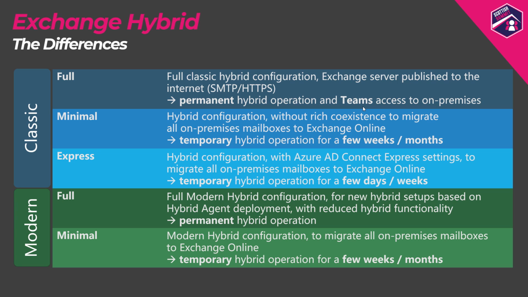And Modern Minimal is the equivalent to Classic Minimal. The requirement is to migrate all of your on-premises mailboxes to Exchange Online over a period of just a few weeks or months. And you won't have a full hybrid experience. This is something that you will only get when using the classic full hybrid with all the additional requirements regarding your IT infrastructure, as mentioned, additional IP addresses, TLS certificates, and so on.